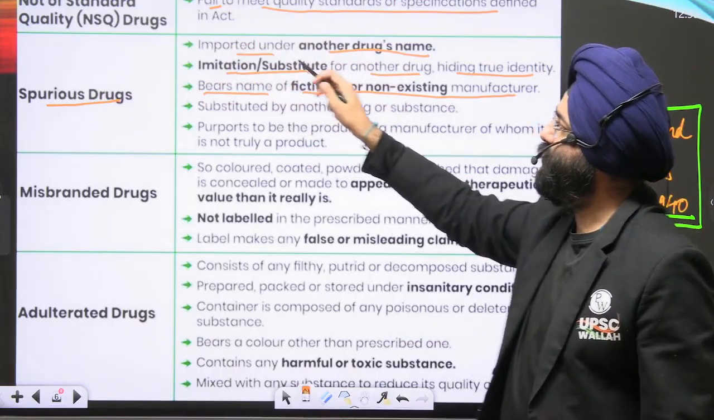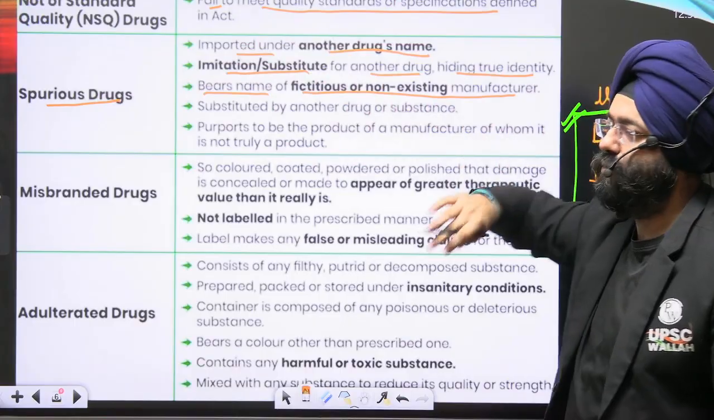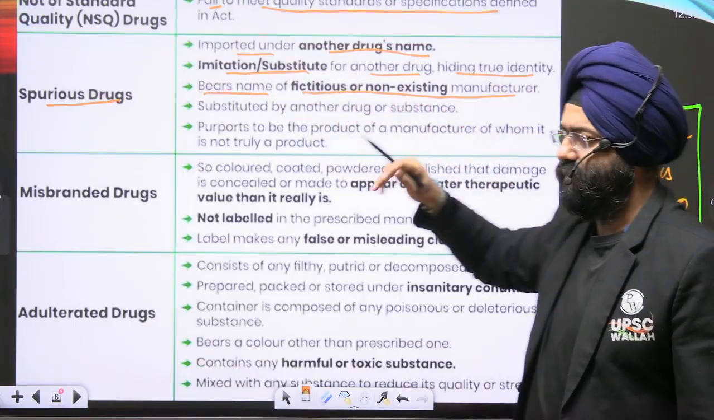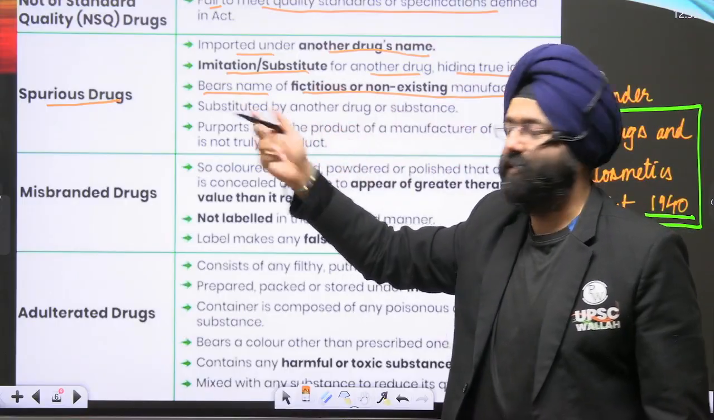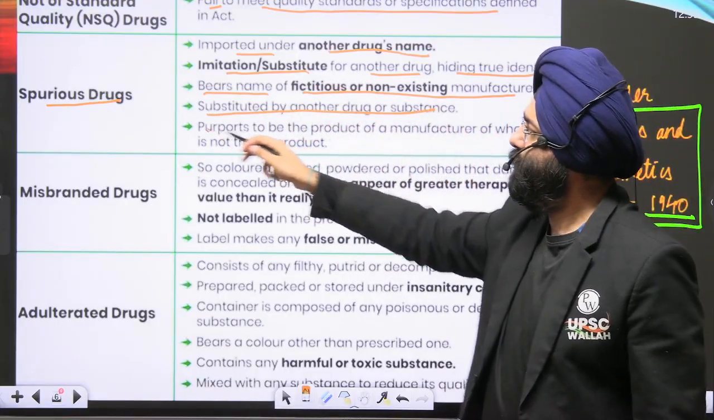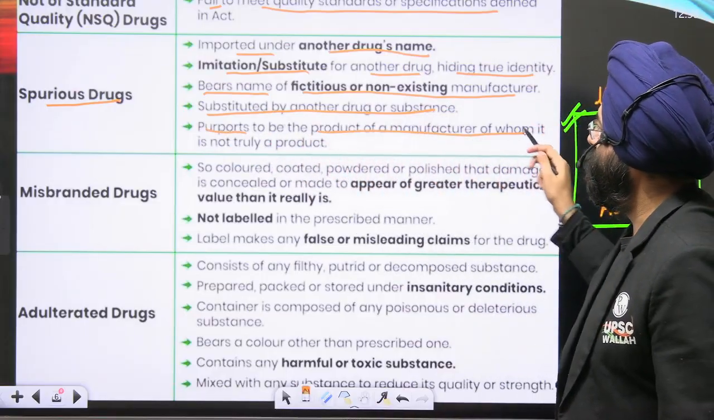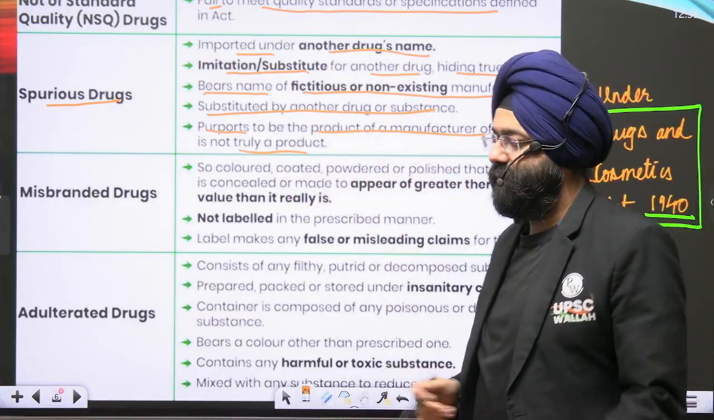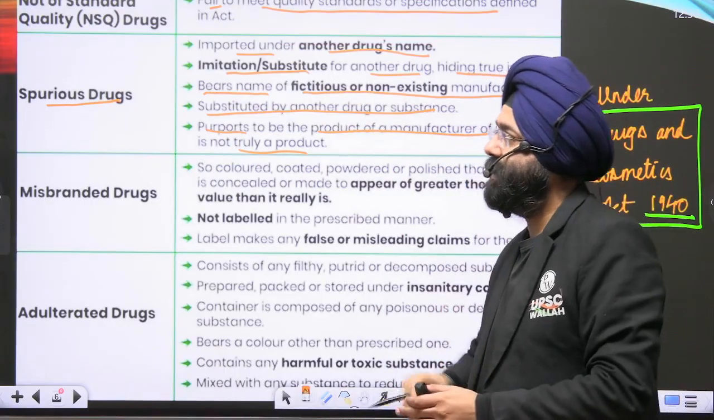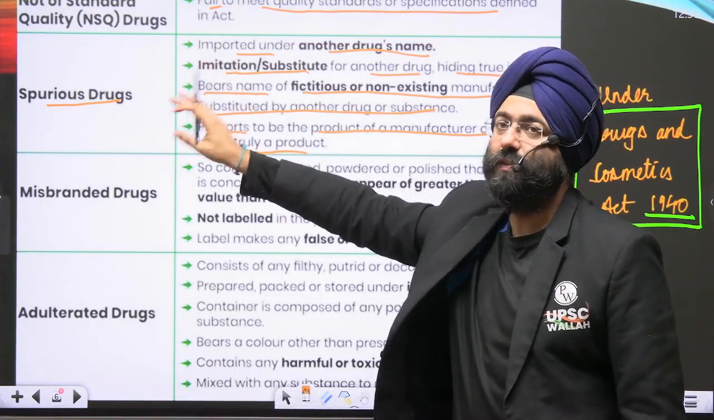Next is imitation or substitute for another drug, hiding the true identity. Bears the name of a fictitious or non-existing manufacturer. So that means writing the name of a manufacturer that does not exist. Substituted by another drug or substance, purports to be the product of a manufacturer of whom it is not truly a product. So that means it is showing that it is manufactured by one particular company, but it is not of that company. So it will come under the category of a spurious drug.